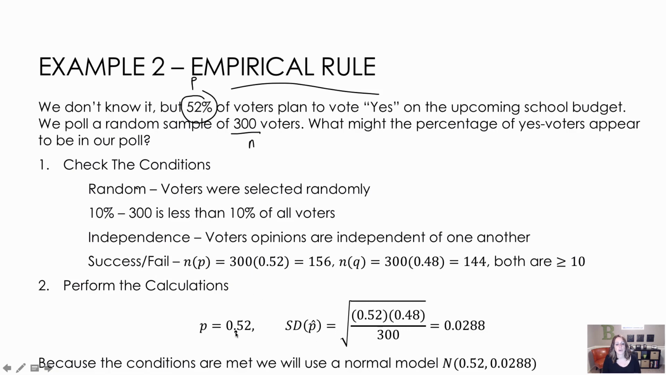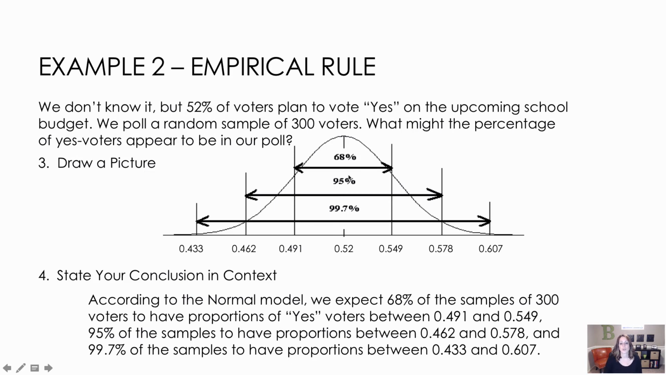And the calculations here would be the mean of 0.52, or the proportion, and the standard deviation is the square root of PQ over N. And then that's my new normal model. So again, using the empirical rule, that just means we're now going to start at the 0.52 and then subtract the standard deviation to the left and add it to the right. And then our conclusion is essentially saying what we see in our picture. So according to the normal model, we expect 68% of the samples of 300 voters to have proportions of yes between 0.491 and 0.549, etc., etc., etc.